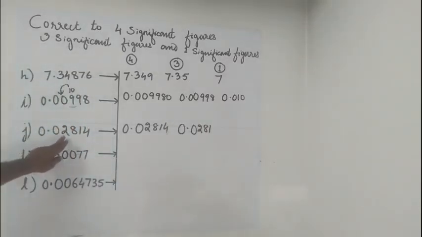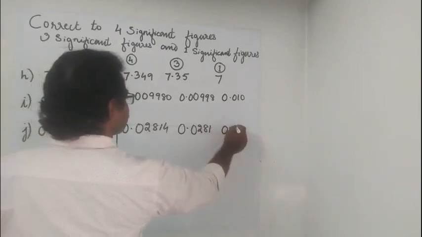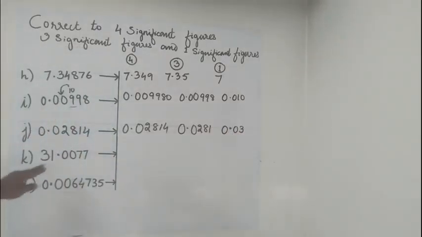Okay, next 1 digit focus. Here is 2, isn't it? After 2 there is 8, that is greater than 5. So we have to add to this number. It becomes 3, isn't it? So simply write down 0.03.